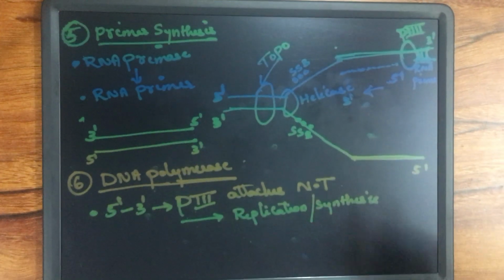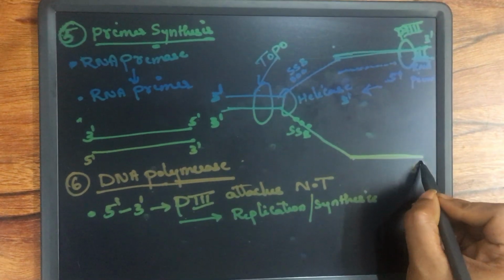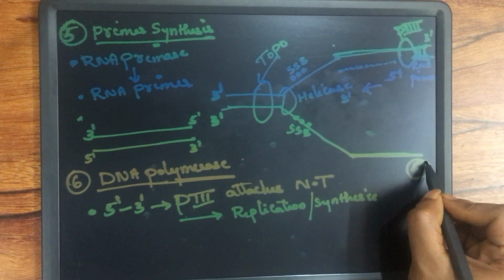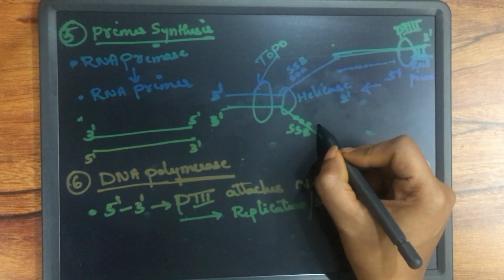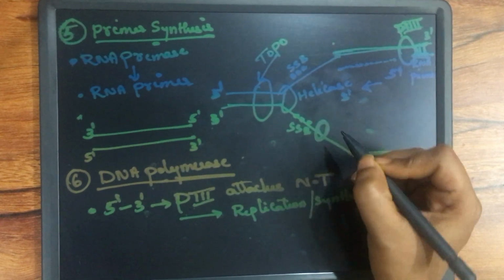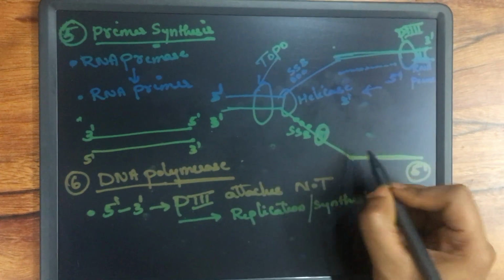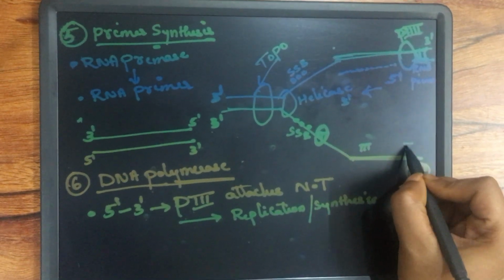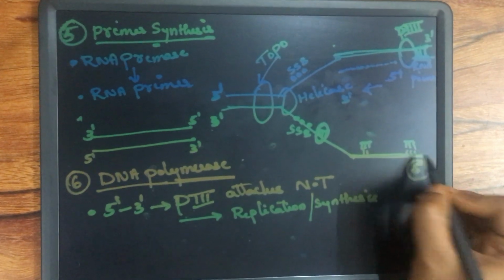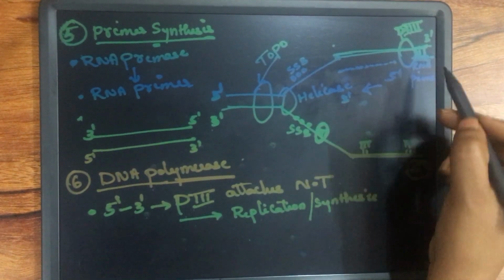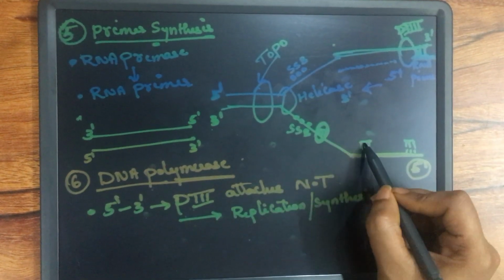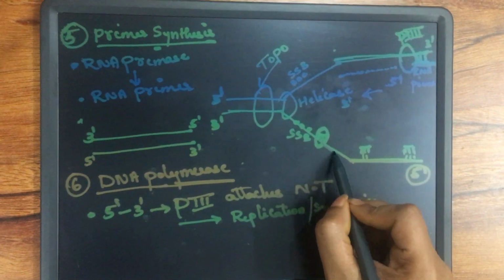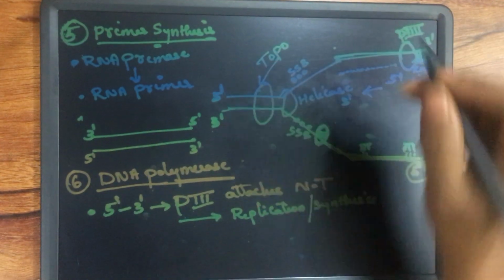Now here it is 3 prime, but here it is 5 prime. We know that DNA templates must always be in 3 prime to 5 prime direction. So here the primer comes and attaches on the lagging strand. Here only once the RNA primer attaches, here multiple times RNA primer attaches on the lagging strand. So this is the leading strand. Now let me explain this in detail over here.